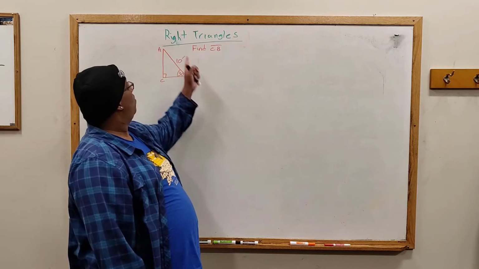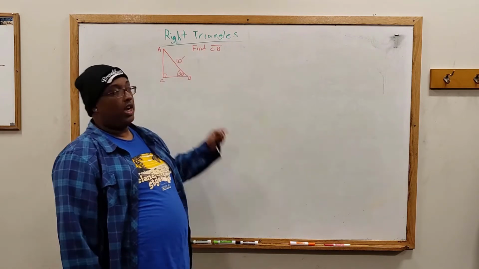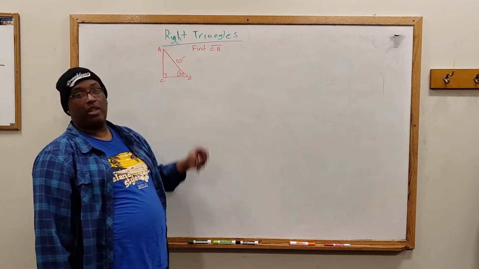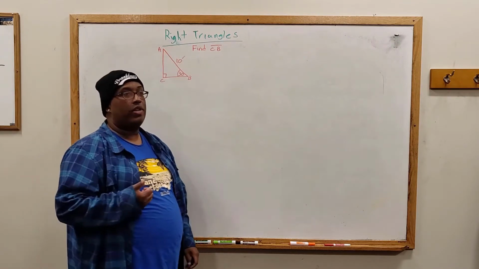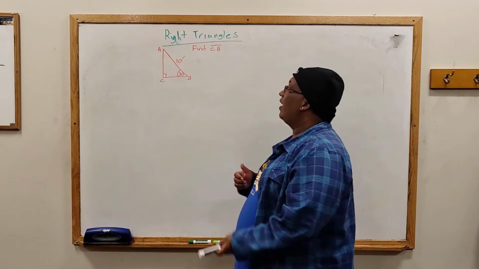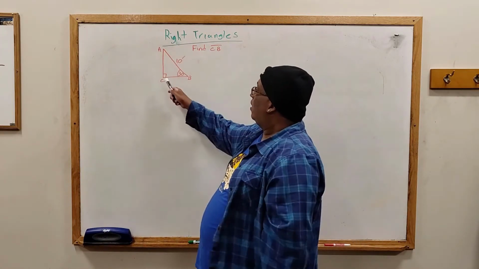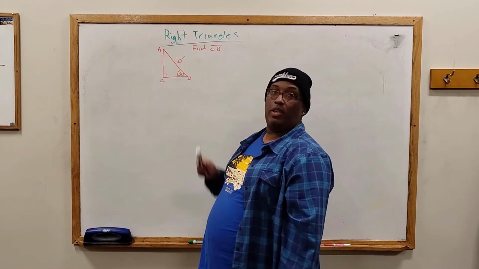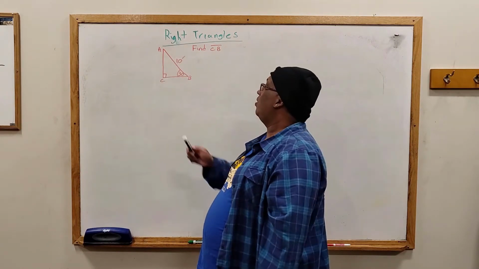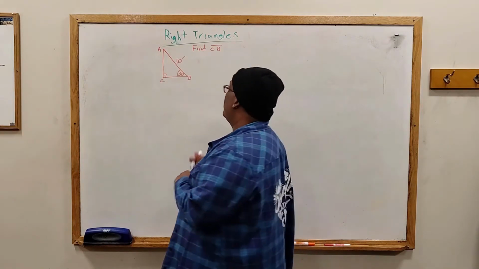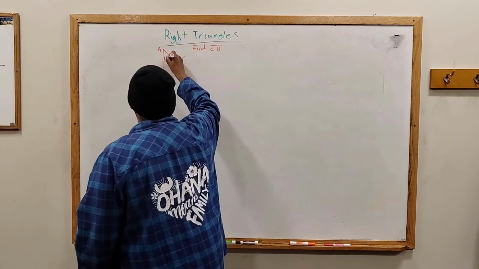This time we're going over right triangles. Given this right triangle, find the length of this side, CB. So the first thing we need to do is recognize this as being a special triangle. If I have 90 degrees here and 30 degrees here, that means this angle here is 60 degrees. So we can put 60 degrees right here.